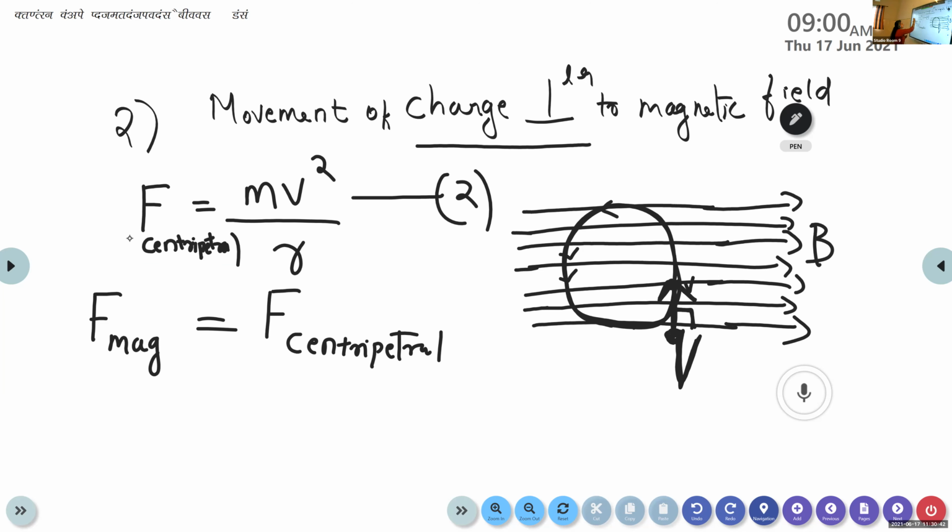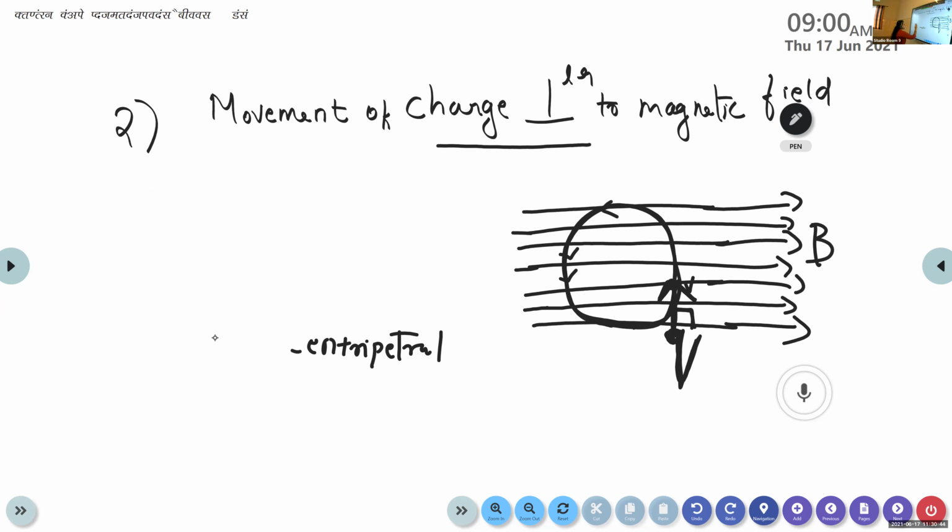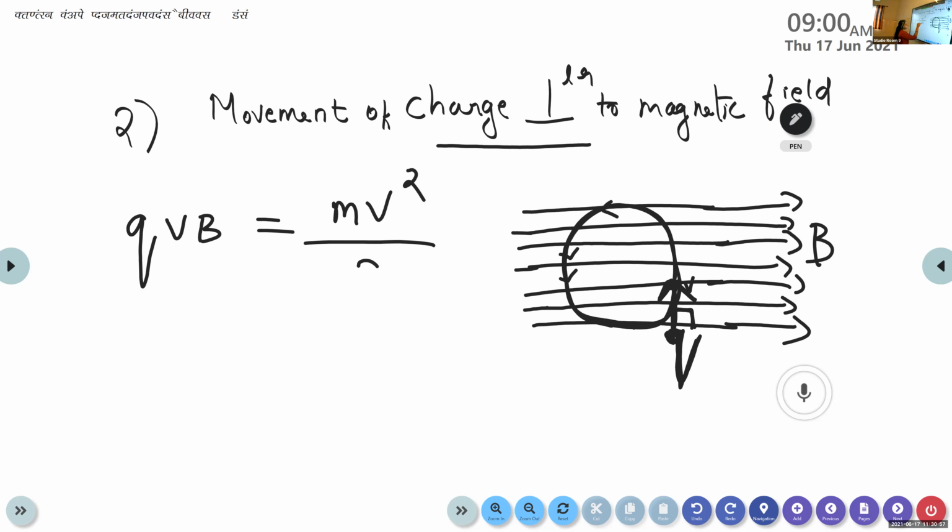So here these two forces are equal, so we can equate these two forces. Force due to the magnetic field is given by QVB, and the centripetal force is given by mv square by r. Anything cancel? Here the V term is cancelled. So we get QB is equal to mv by r.